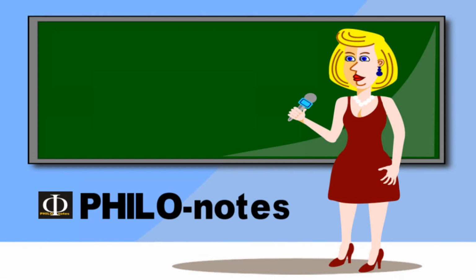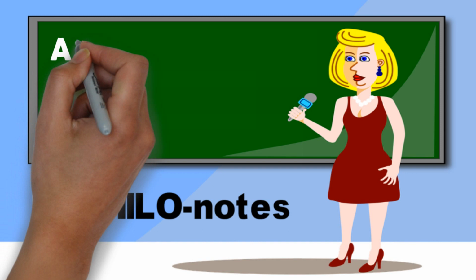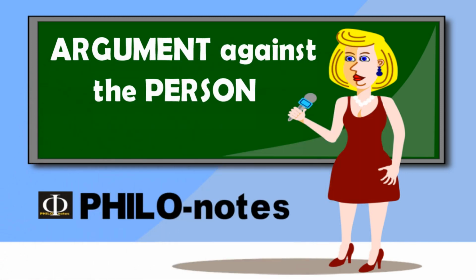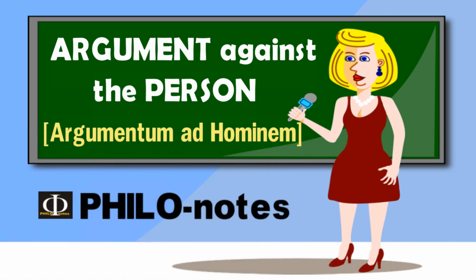In this video, I will discuss very briefly another type of informal fallacy which is commonly used by many. And this is the argument against the person, or argumentum ad hominem.